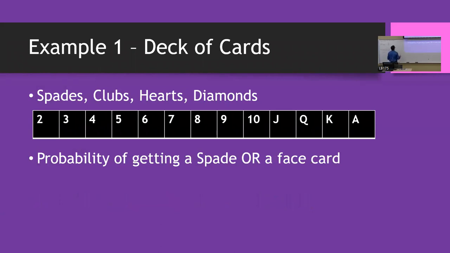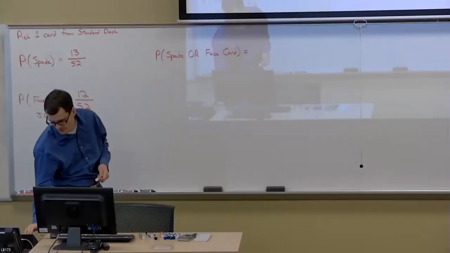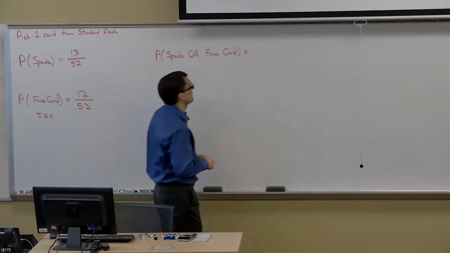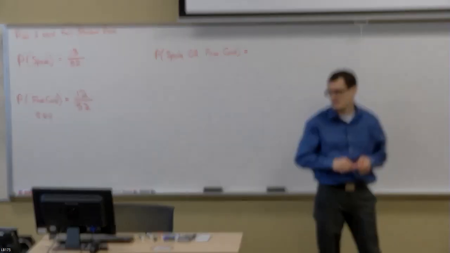Now, let's think about how our addition rule is going to work. What's the probability of getting a spade or a face card? So a spade or a face card.